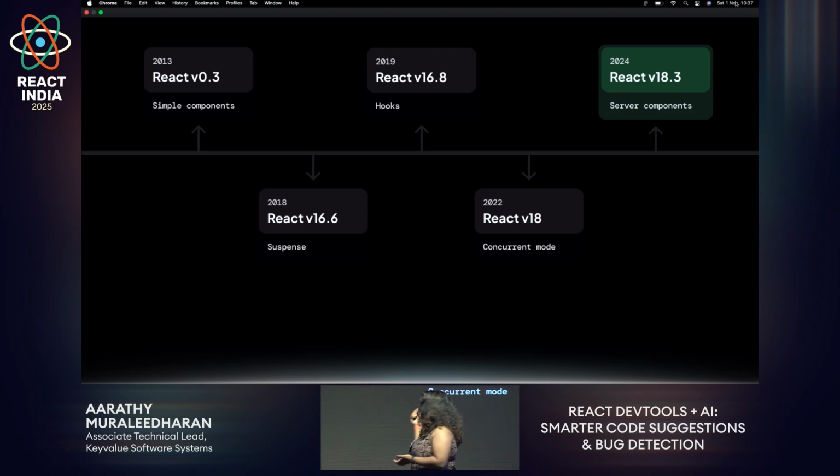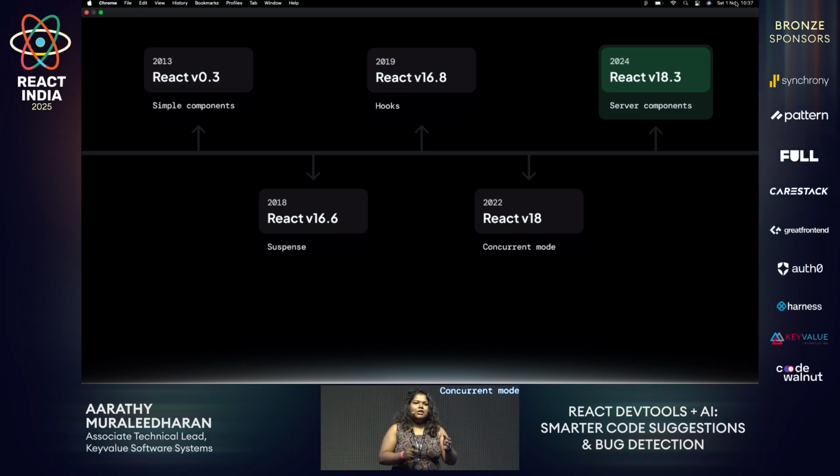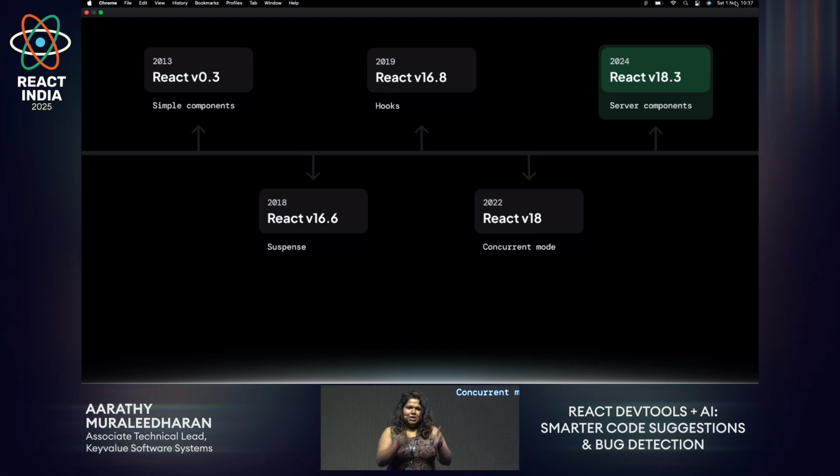Then in 2022, we got concurrent mode. So till then, the rendering phase was completely linear. But after concurrent mode, React would start a render phase, it can pause in between, it can stop it, or it can replay the render. All those came into the picture. So asynchronous rendering came into the picture. And later, in 2024, server-side components came.